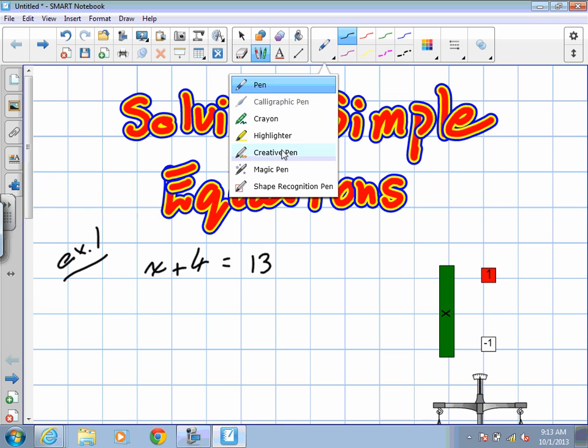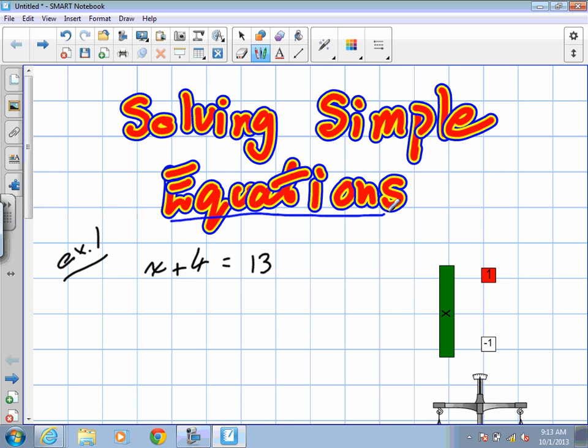Okay, we're going to work on solving simple equations. So this is the equation we have. It says that this variable plus this constant, if you're unsure what a constant is, this variable and this constant are equal to 13, which is also a constant. A constant is a number without a variable attached to it.